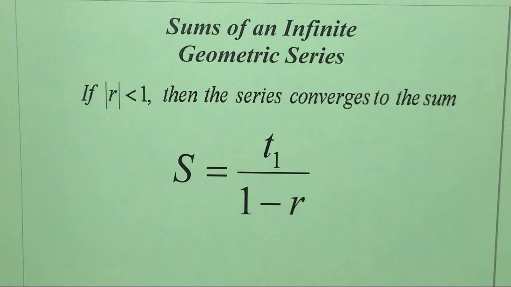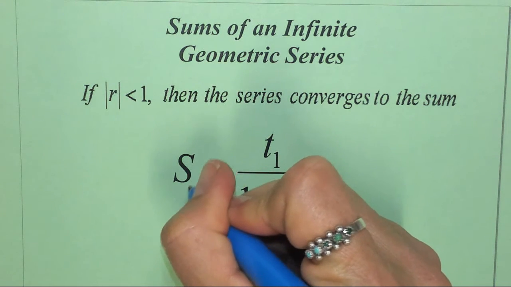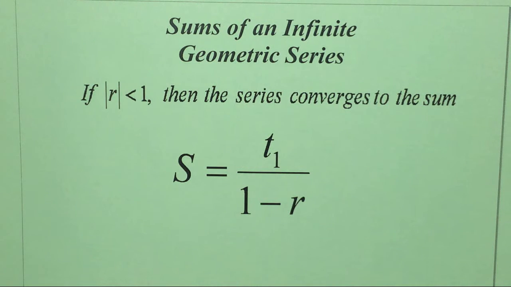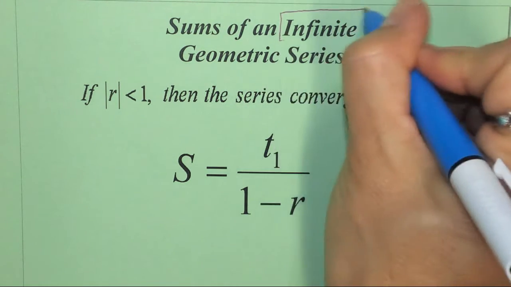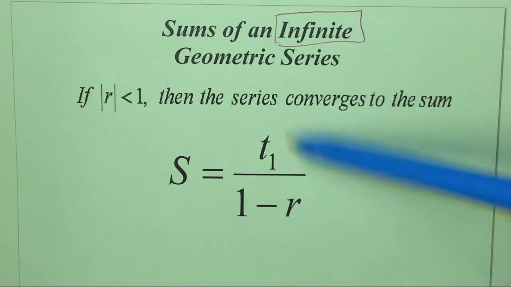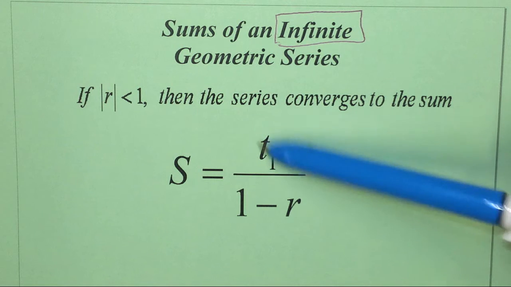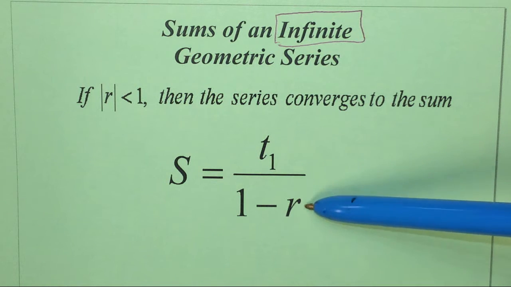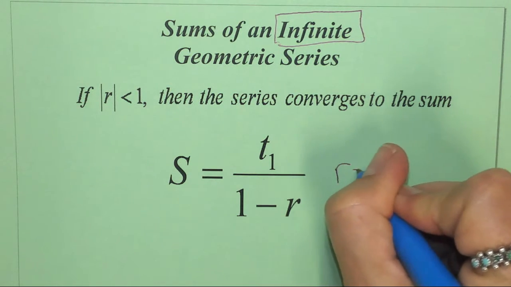You know this is the infinite formula because there's not an N here. I'll say that again. You know this is the infinite formula because there's not a what here? An N. So the S without the N is the one that you're going to use when you have an infinite geometric series. T1 is your first term, and R is your ratio. Do you remember how to find R? So write it down again.